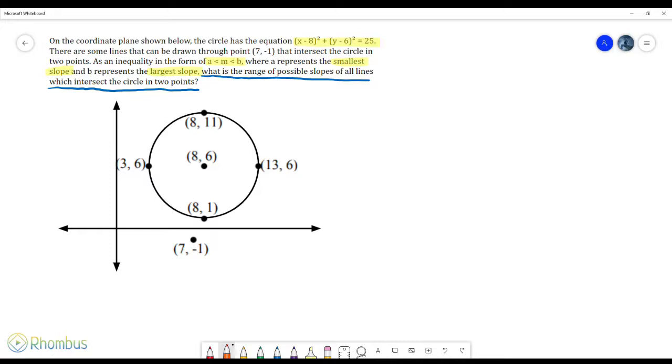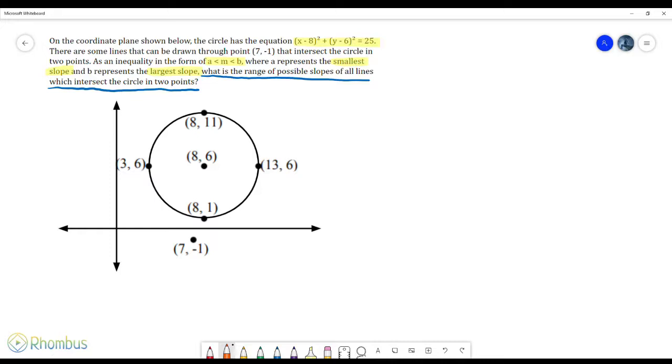As an inequality in the form of a < m < b, where a represents the smallest slope and b represents the largest slope, what's the range of possible slopes of all lines which intersect the circle in 2 points?